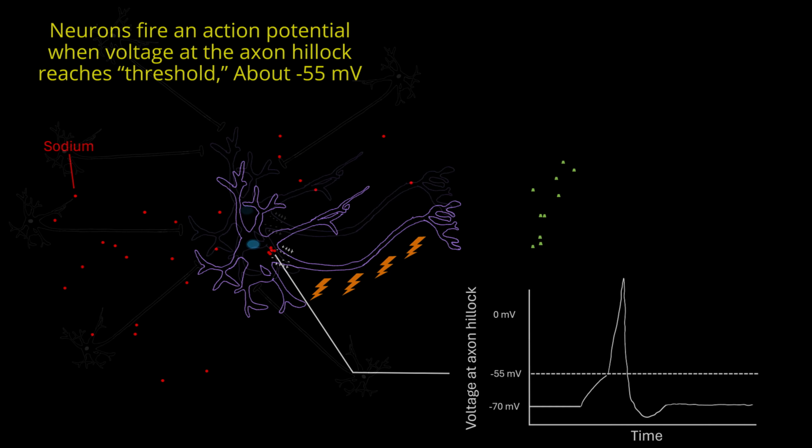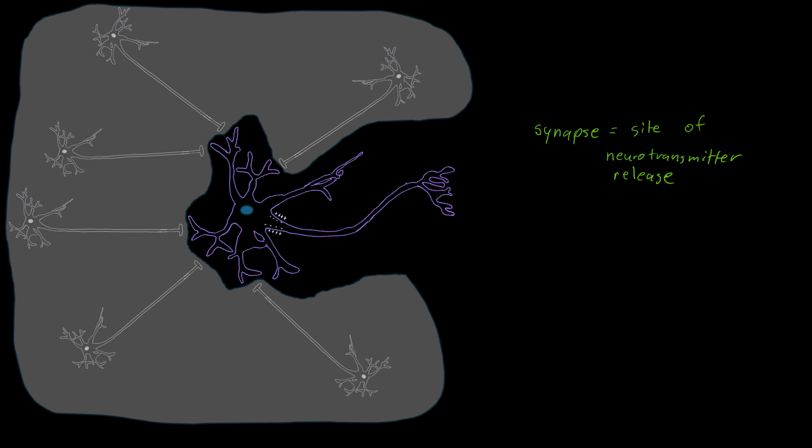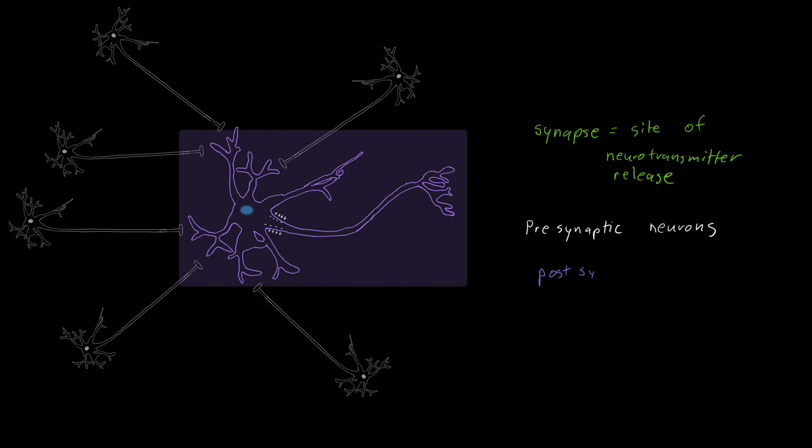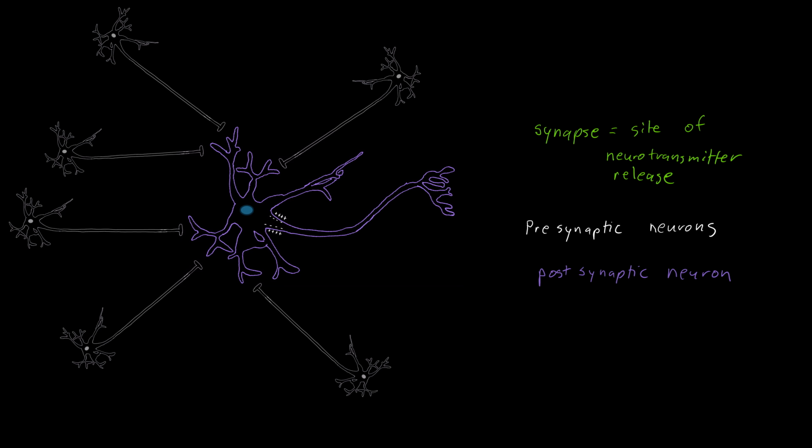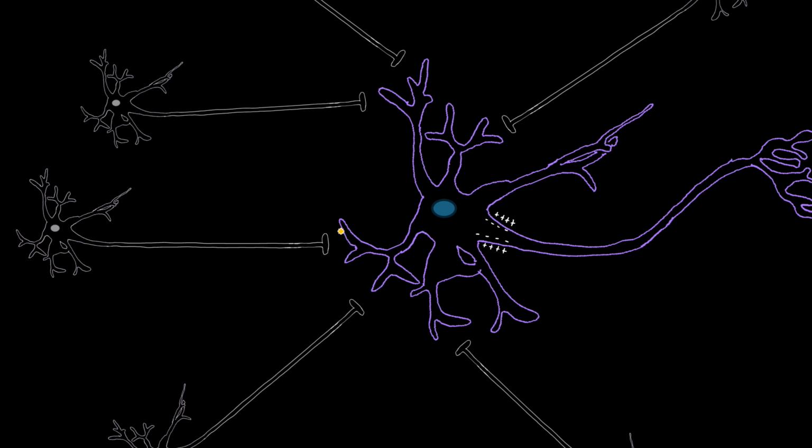As opposed to a single output, a neuron receives a lot of different inputs. The site where one neuron communicates with another is called a synapse. The neuron that releases neurotransmitter is the presynaptic neuron. And the neuron that receives the input is the postsynaptic neuron. When a presynaptic neuron releases neurotransmitters into a synapse, it causes ions to flow into the dendrites, which causes a graded membrane potential in the postsynaptic cell.